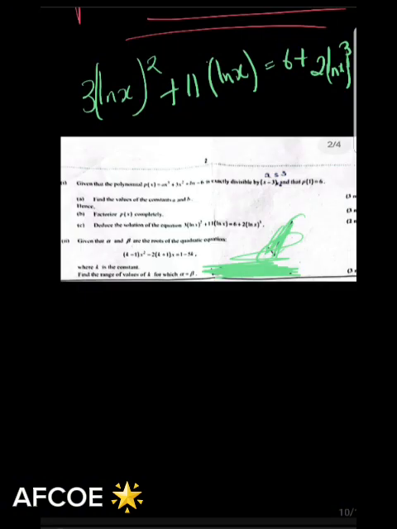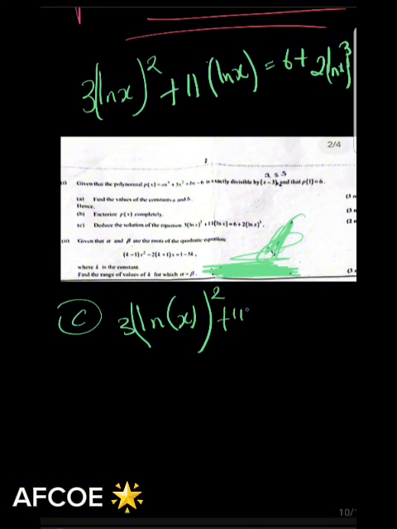Okay, I just copy and pasted it down here. They're saying we should now deduce the solution of this equation, 3 ln x squared plus that. So the best thing to do is send all the terms to the left hand side. I'm already having 3 (ln x) squared plus 11 ln of x equals 6 plus 2 (ln of x) cubed.